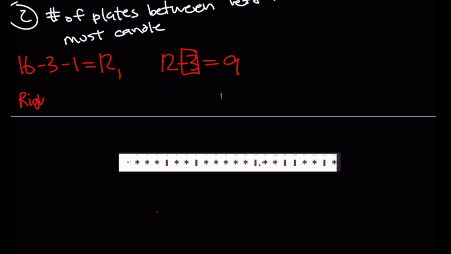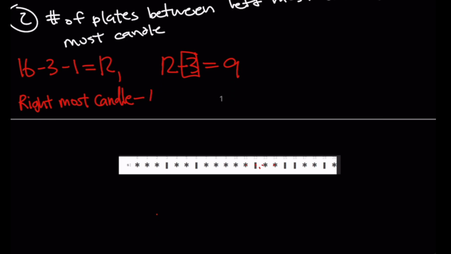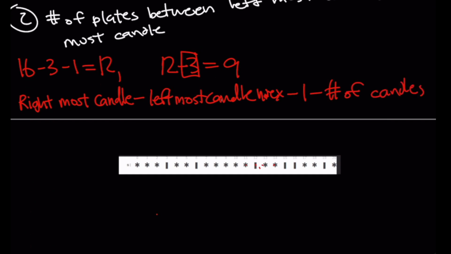So to summarize, we get rightmost candle index, subtract by leftmost candle index, minus 1 and then minus number of candles between, right? This is how it's calculated, so we can all combine this into a code, and it's easily solvable. So let's get into the coding part of the question.